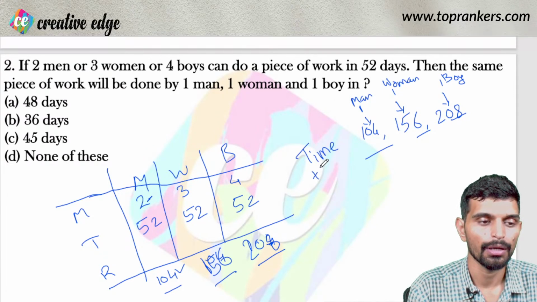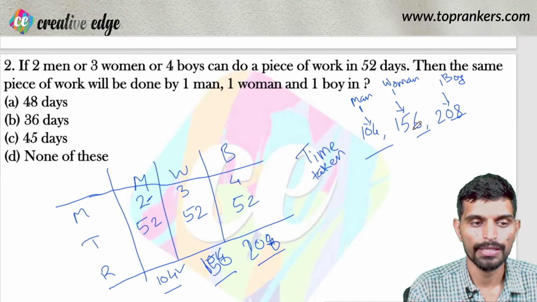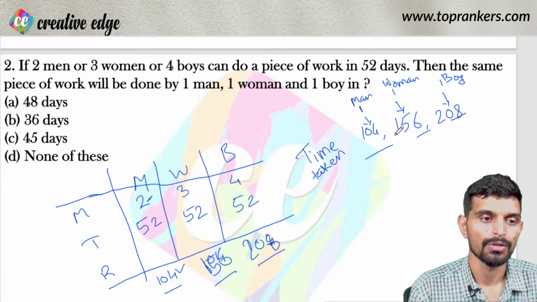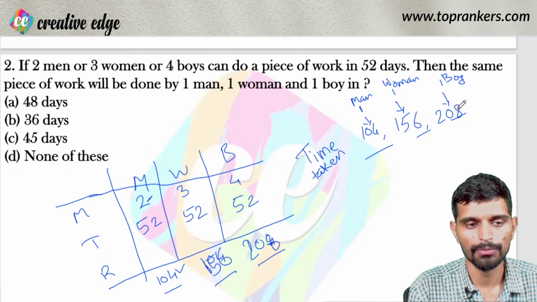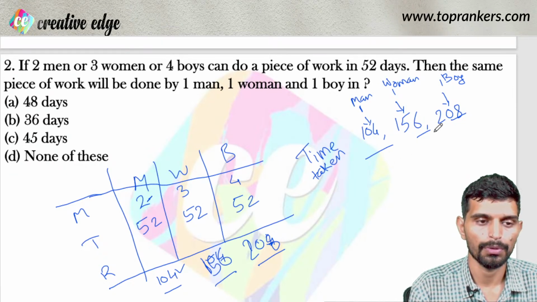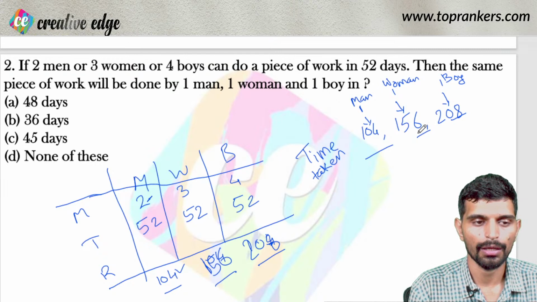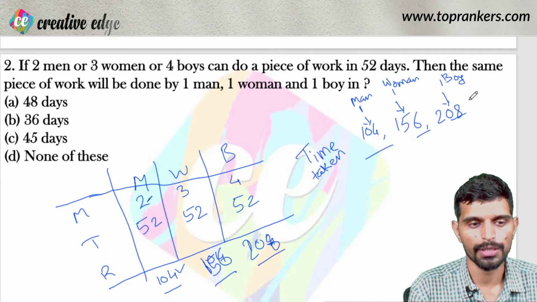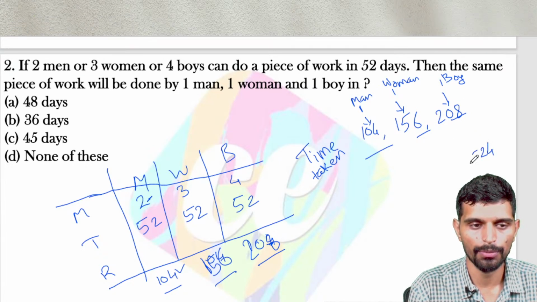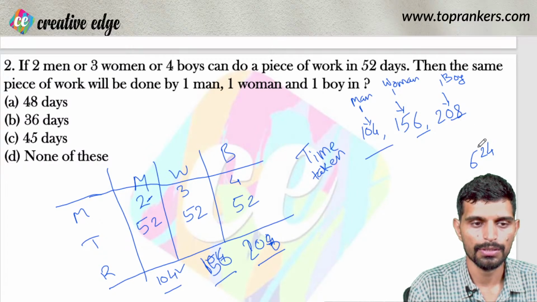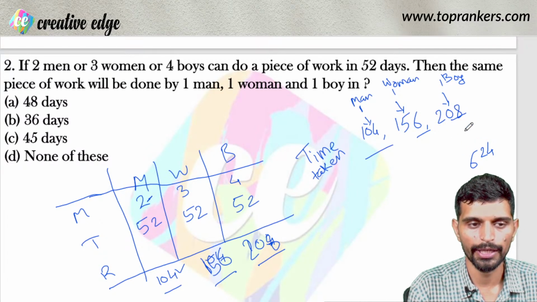Time taken by one man is 104 days, one woman is 156 days, and one boy is 208 days. So to determine their rate, let's take the LCM of these numbers: 104, 156 and 208. So it has to be 624. So 624 divided by 104 is 6, by 156 is 4, and by 208 is 3.